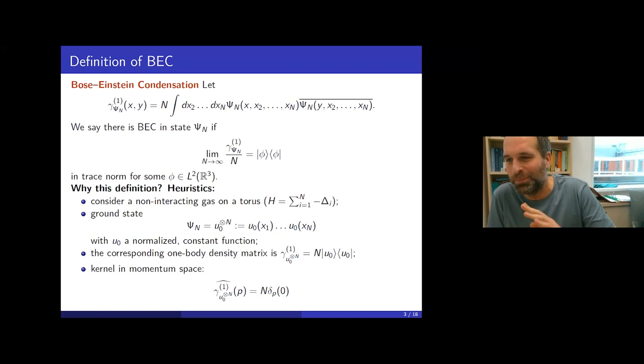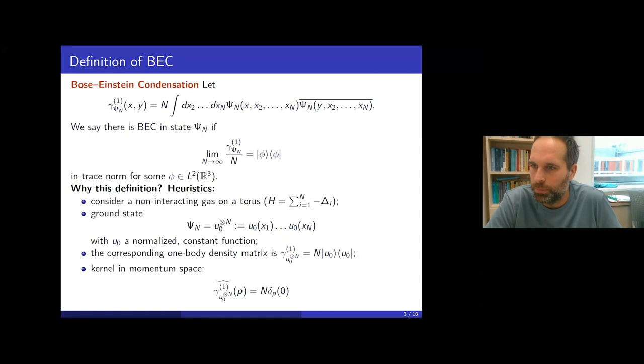But at this moment, I would like to say that each one-body observable can be written as a trace of the observable times the one-body reduced density matrix. So this trace norm convergence, which I didn't say explicitly but you did, means that you can compute each one-body observable using this effective projection onto phi. I should have explained that immediately.